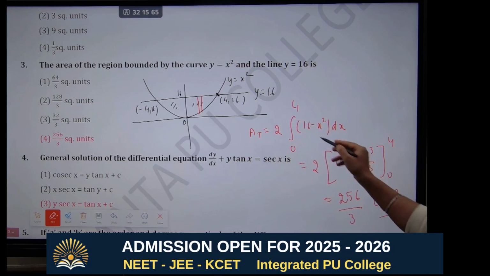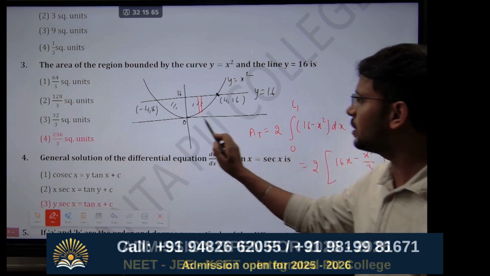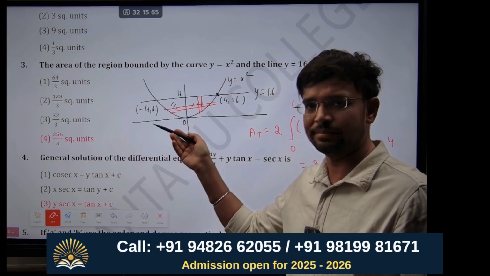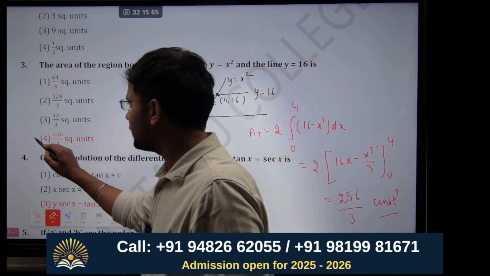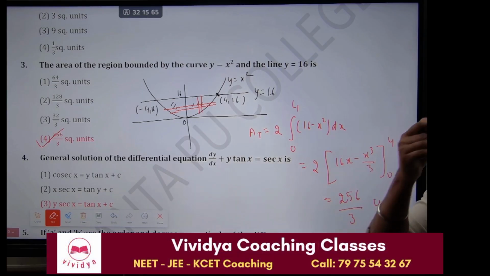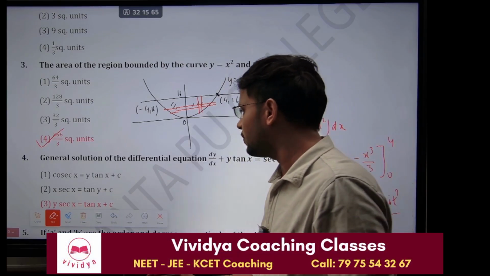This will be slightly lengthier. It will take time. So you better do the horizontal strip rather than the vertical strip. We can do it much easier. So both ways, we will get the answer is 4. So question 3, answer is 4. Now let's go for the next question.